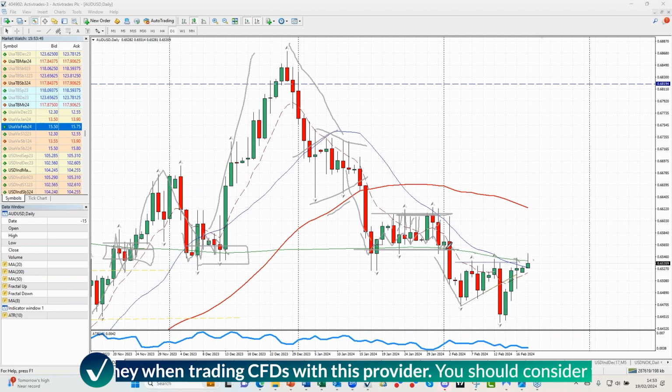And from where the 200 was acting as support here, you have to look at it: is it now going to act as resistance there? And will that pin price? Any kind of move up on Aussie against dollar, will price just pin it there? Okay, so as I said, hopefully you can just see simple moving averages and just looking at how price reacts with them.